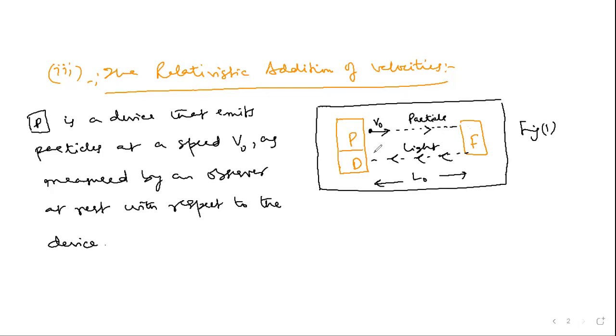this one, round trip. For the first part of the trip, the time taken by the particle to reach the flash bulb is one part of the tick of the clock, and the second part of the tick is the time taken by the light to move from flash bulb to the detector, right? And keep in mind that the particle emitter emits particles at speed V naught as measured by an observer at rest with respect to the device, in our case, the S prime observer, right?